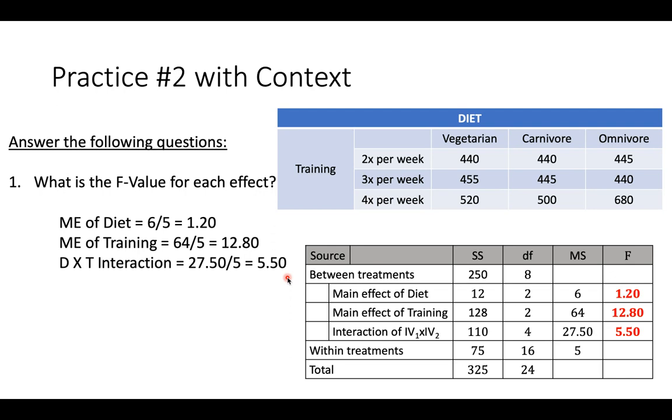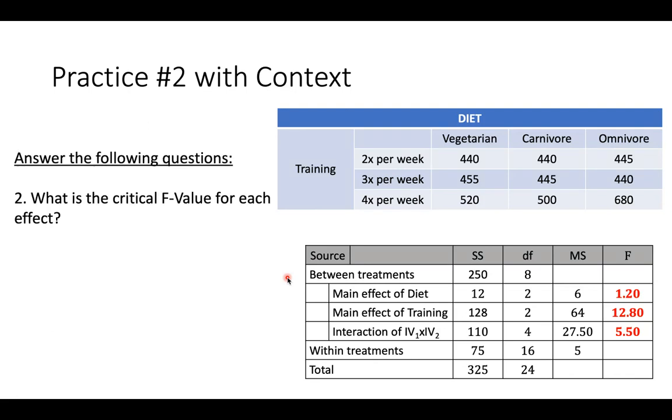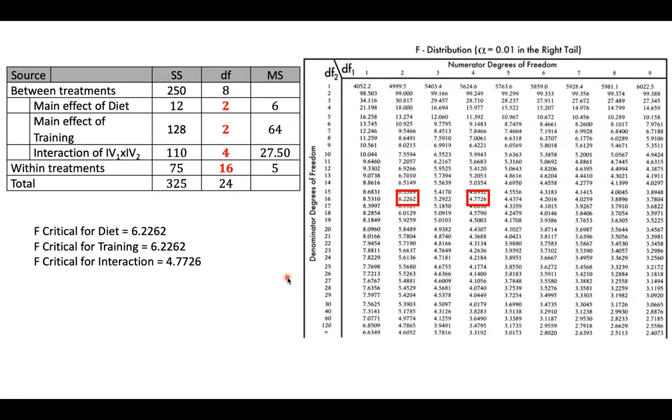So we have our F values. Now we need to know which of these F values is significant. So hopefully you took some time to work with that critical value table. Here's what you should have done. You should have identified the critical value for diet, right? It has degrees of freedom of 2 and 16. The main effect of training has the same critical value because degrees of freedom 2 and 16, right? So it is also 6.2262.